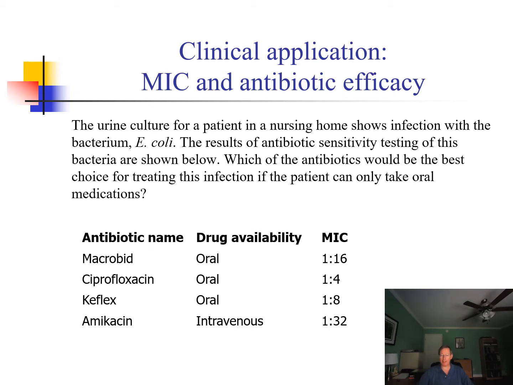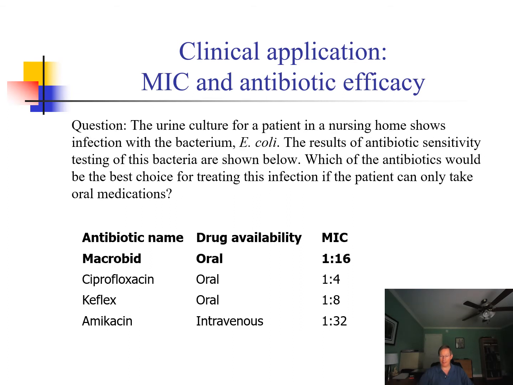And then the next thing I want to do, I don't have any allergies or any other concerns that were expressed, so the next thing that I want to do is look at the MIC. And I see that macrobid has the lowest MIC, 1 to 16. And so consequently, that's going to be the most efficacious medication for me in this example.